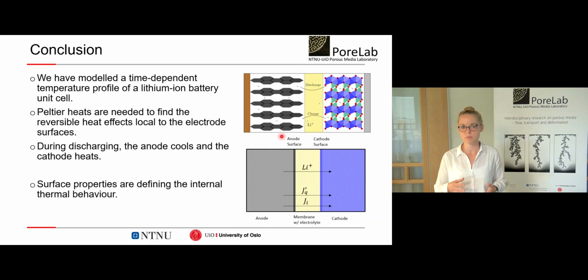We have modeled a time-dependent temperature profile of a lithium-ion battery unit cell. We showed that Peltier heats are needed to find the reversible heat effects local to the electrode surfaces. And we saw that during discharge, the anode cools and the cathode heats. I'm saying anode and cathode rather than anode surface and cathode surface, because even though we see that those effects are happening at the interface, we always have to be aware of the simplifications that we're doing. We're not having one sharp interface at the anode bulk, but rather a surface at every single particle, so a lot of those interfaces throughout the whole anode material. And lastly, we see that surface properties are defining the internal thermal behavior, and it is very important to find those values.